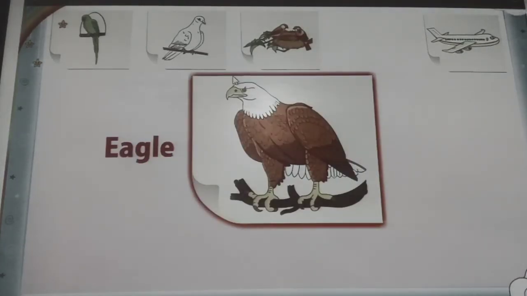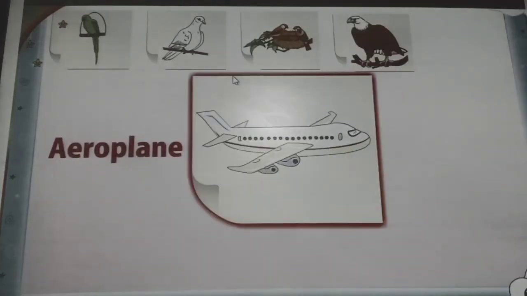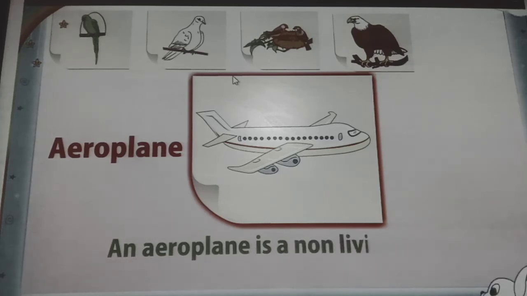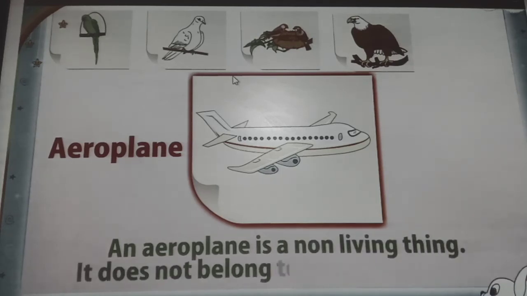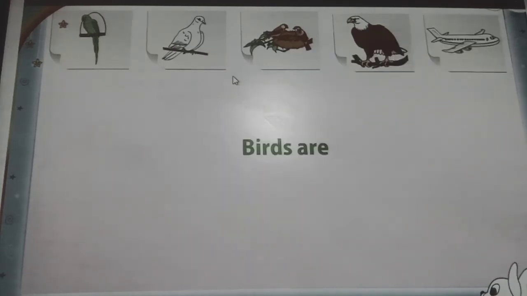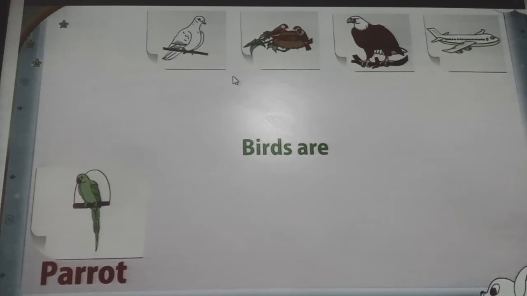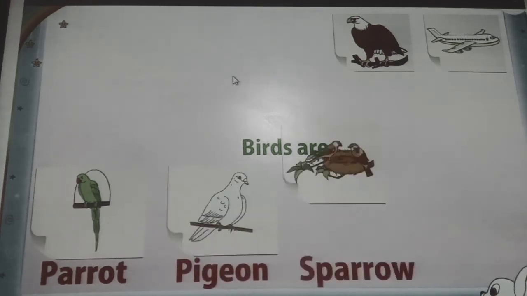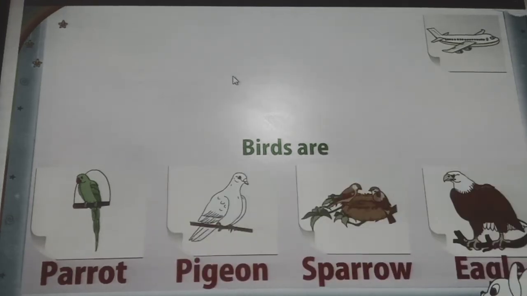But Rainbow, isn't this an airplane? Oh, you thought it is a bird just because it flies? An airplane is a non-living thing, Rainbow. It does not belong to the group of birds. The birds are parrot, pigeon, sparrow, and eagle.